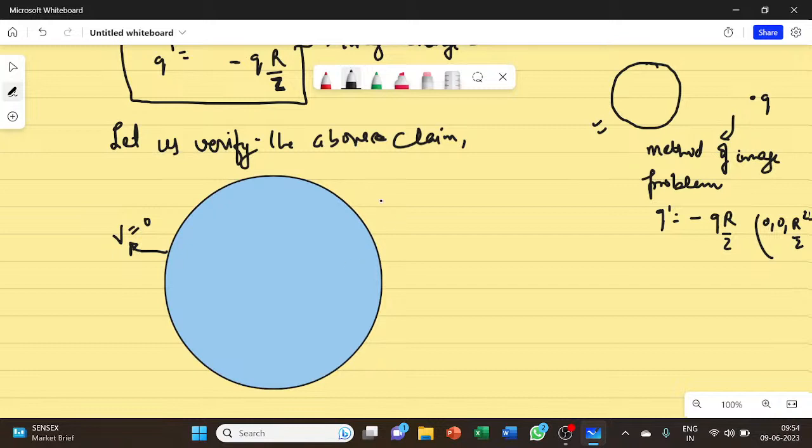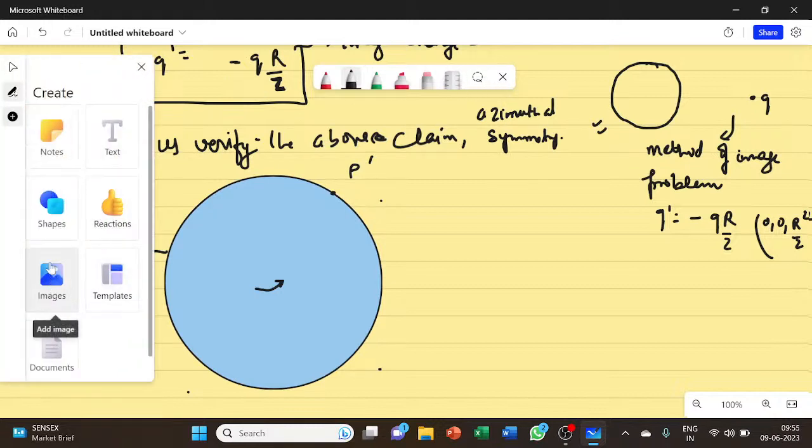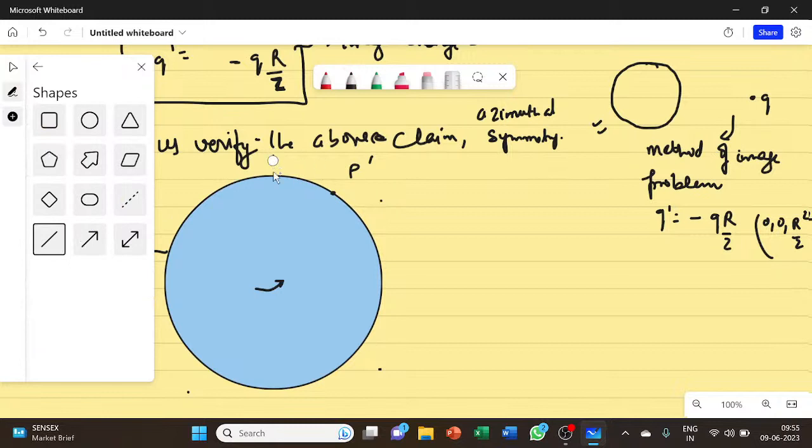As in, if you see the problem from here, from here, from here, from any of these orientations, the potential would appear to you as 0 only. So this particular problem will have an azimuthal symmetry. That is, you will not have any phi dependence. And what I want to do, I want to find at any general point, let's say P dash, what would be the potential given the point charge and the image charge.